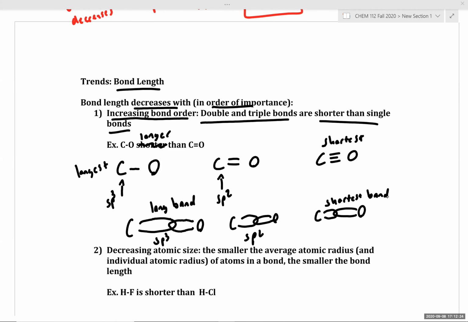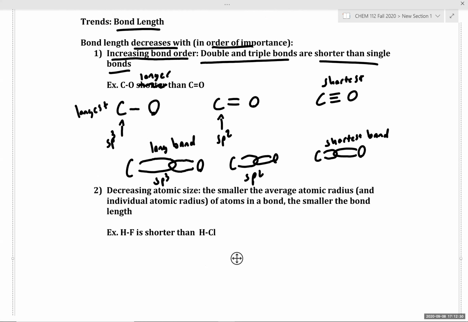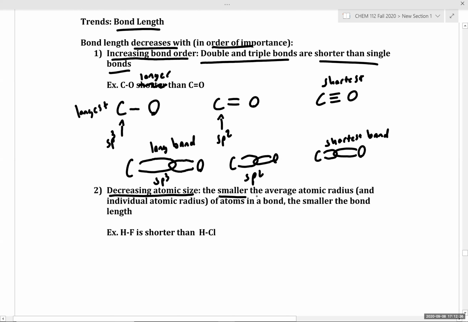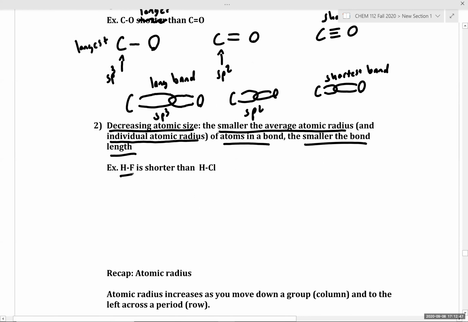So, another feature that can influence bond length is our atomic size. When we look at decreasing atomic size, the smaller the individual atomic radius of atoms in a bond, the smaller the bond length. So for example, a hydrogen-fluorine bond is shorter than a hydrogen-chlorine bond.